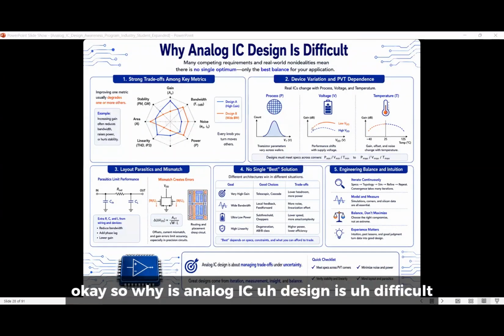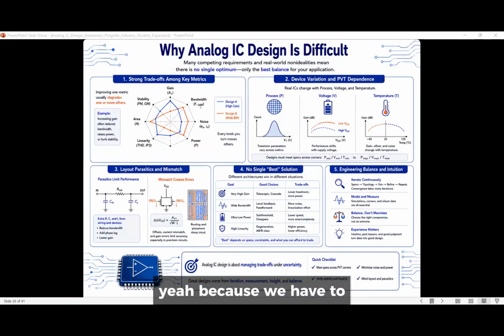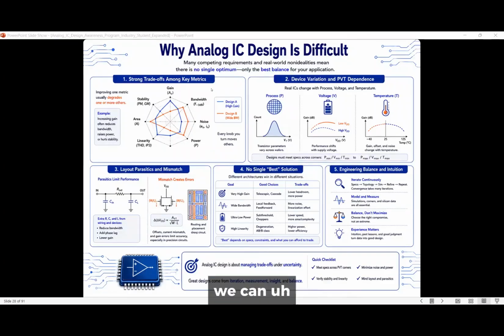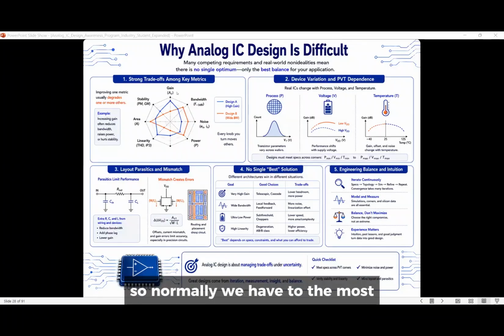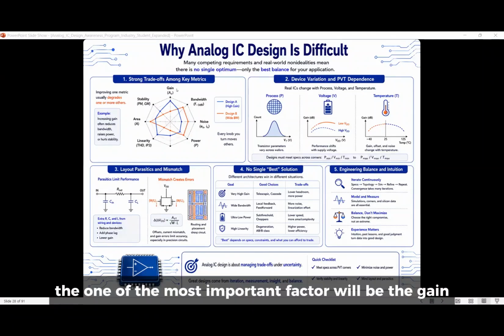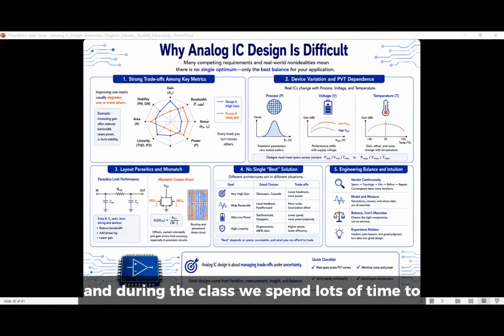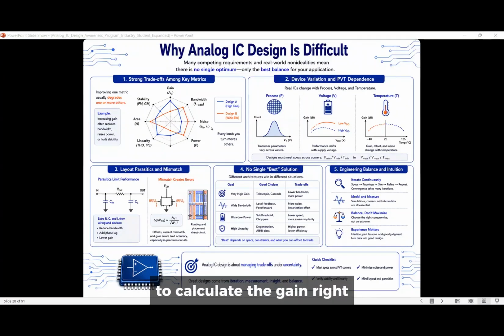So why is analog IC design difficult? Because we have to incorporate all these parameters together before we can create a schematic, we can create a circuit, right? So normally one of the most important factors will be the gain, right? And during the class, we spend lots of time to calculate the gain, and the bandwidth and also the noise.